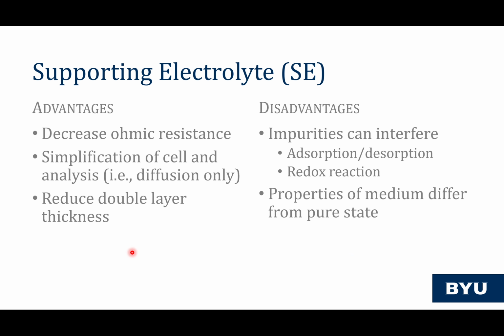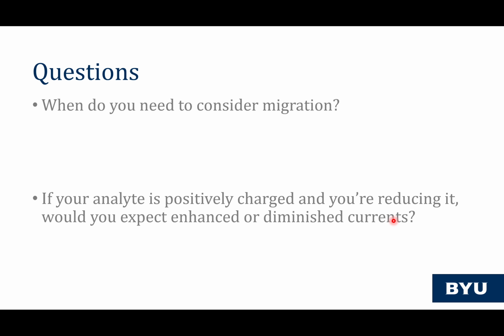Some advantages versus disadvantages of having a supporting electrolyte. The first is that for advantages, you decrease your ohmic resistance, so you're not wasting as much energy. Your cell analysis is simplified because you only have to consider diffusion. And the double layer thickness is reduced. Some disadvantages: impurities in your supporting electrolyte can interfere, or even your electrolyte itself can interfere with reactions that are going on. And they can change the properties of your solution from its pure state. So those are some of the things that can mess you up.